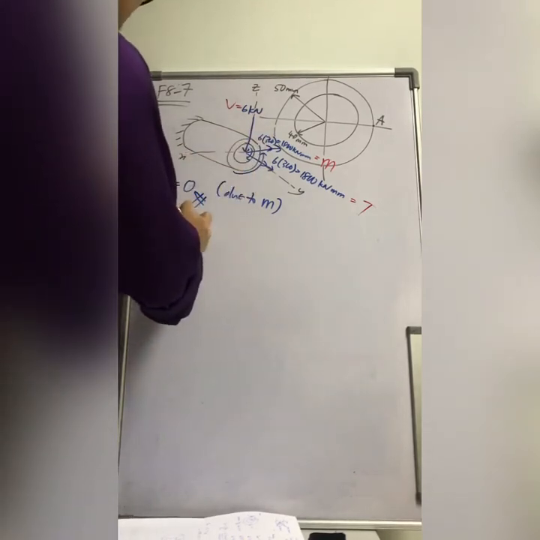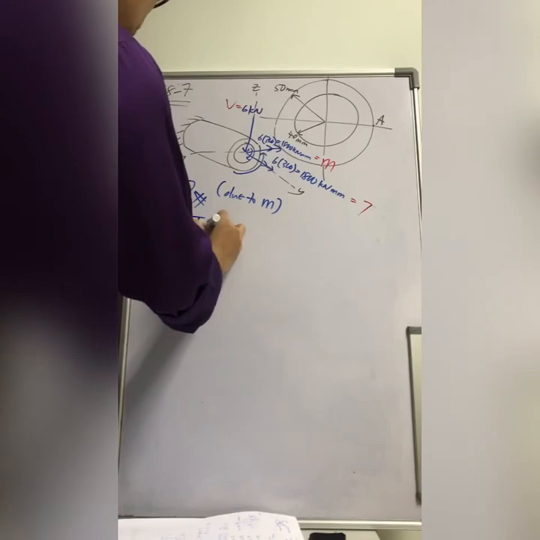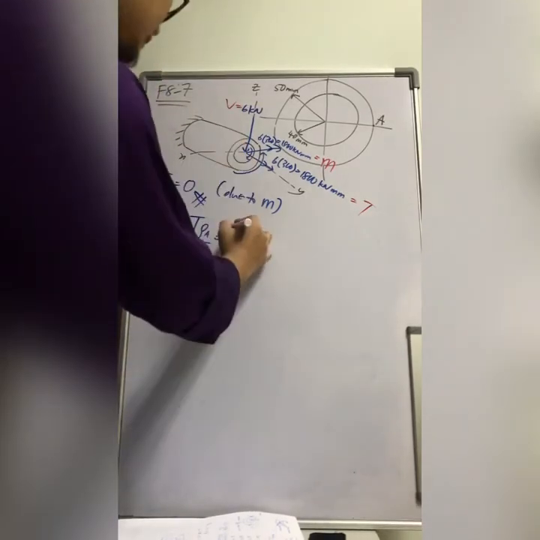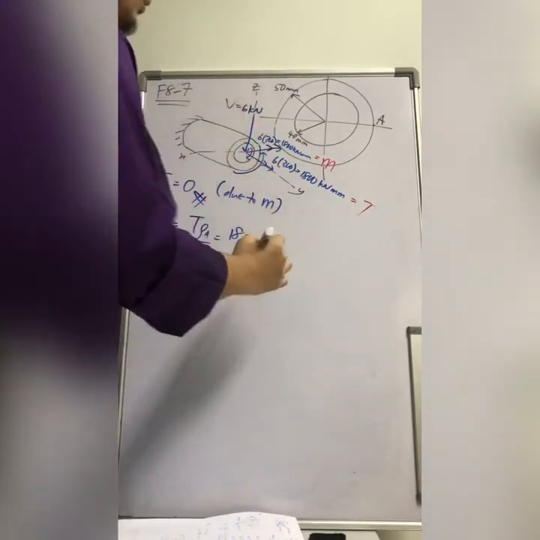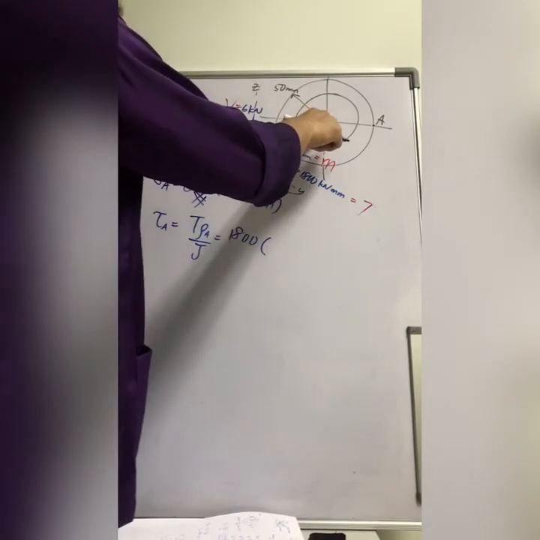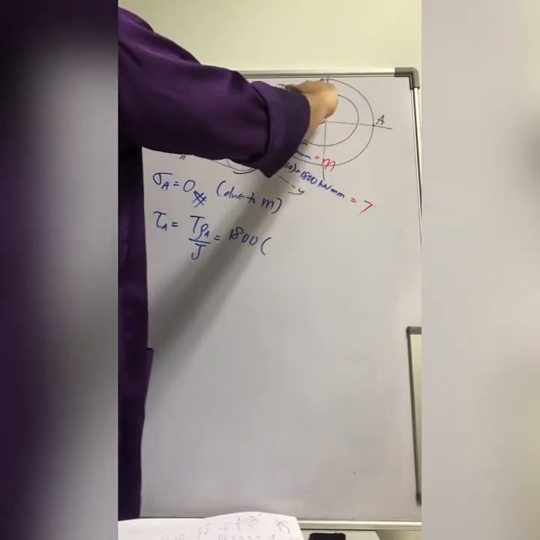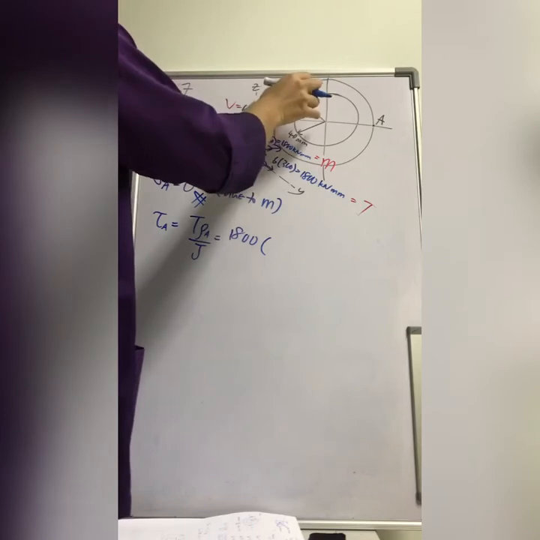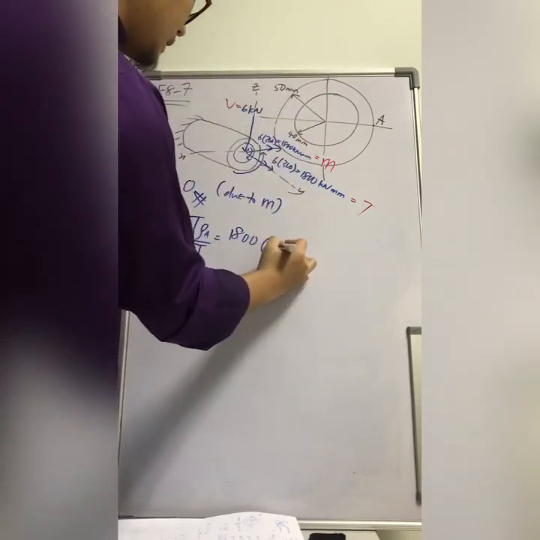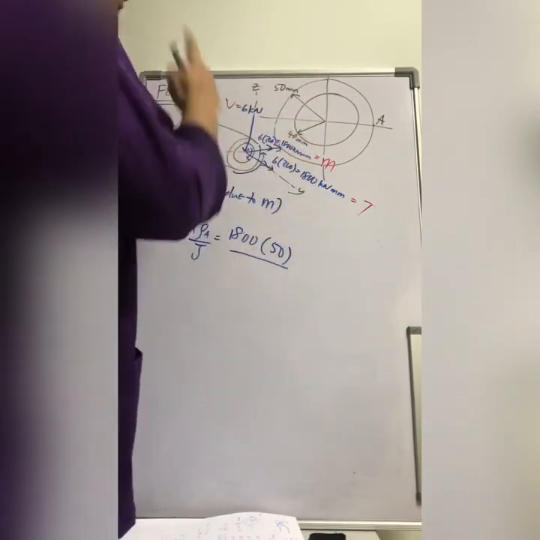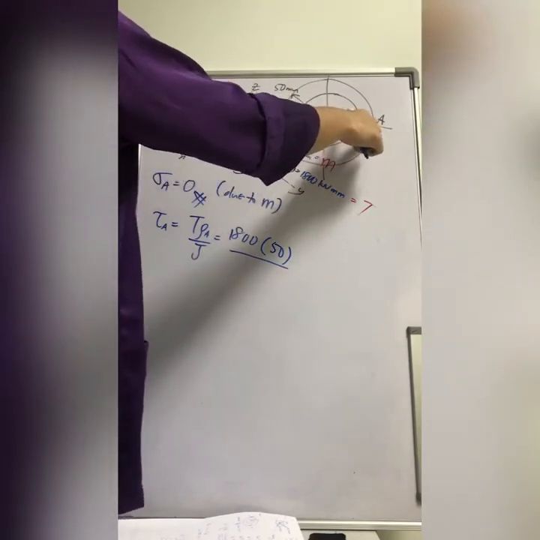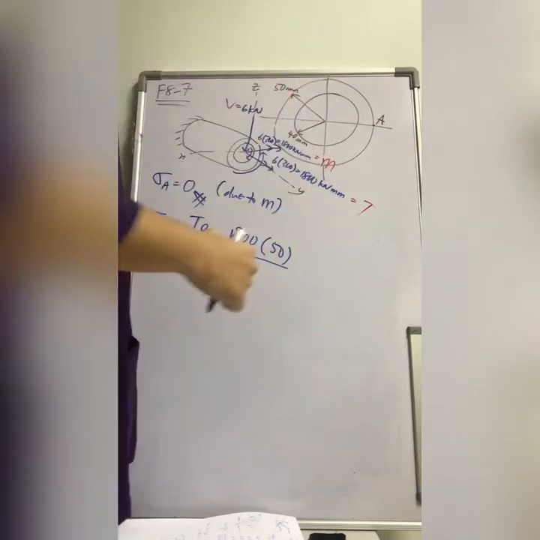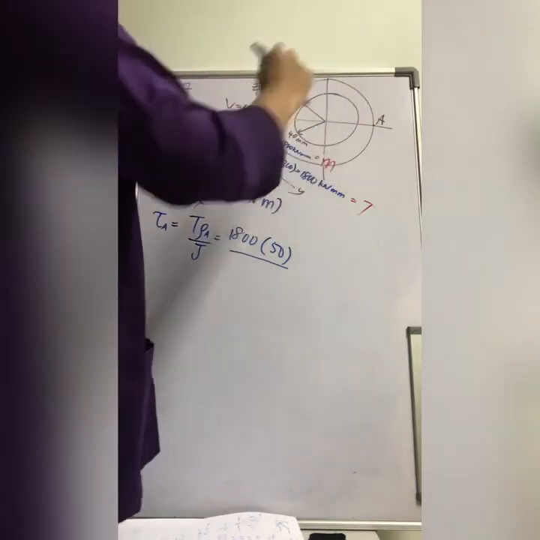Okay, next, the second one, which is obvious: tau A due to T equals T rho A over J. The T is 1800 kN millimeter. What is rho A? Rho A is the distance from the center to that point, which is C outer, 50 mm. Rho is the radius, so from the center to point A is 50 mm.